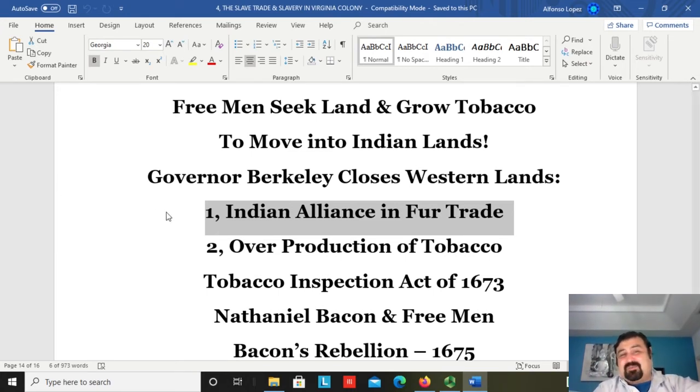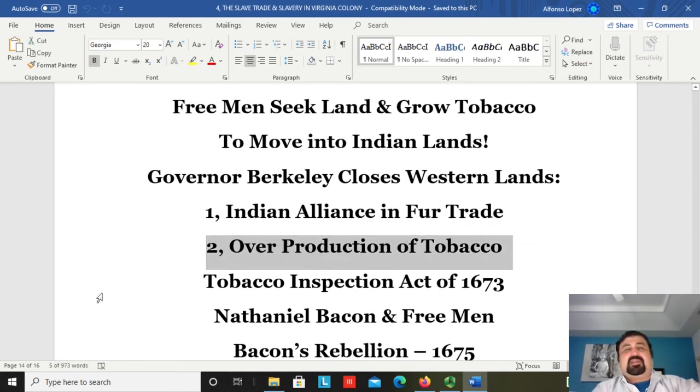So this is one of the reasons, but the other reason they're not willing to issue more land grants for the indentured servants to move into those lands and occupy is because eventually what they're going to do is grow tobacco. And the company right now is facing a crisis in the tobacco market, that there's an overproduction of tobacco. The colony is producing so much tobacco that it is flooding the market in Europe.